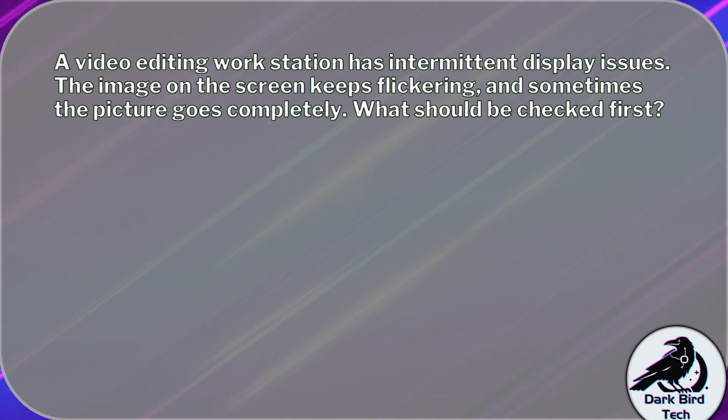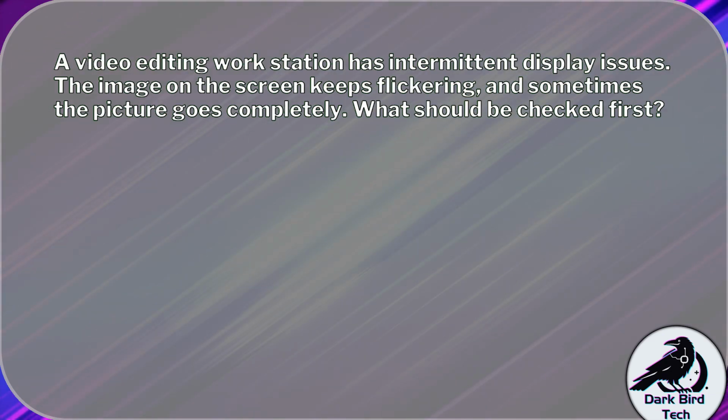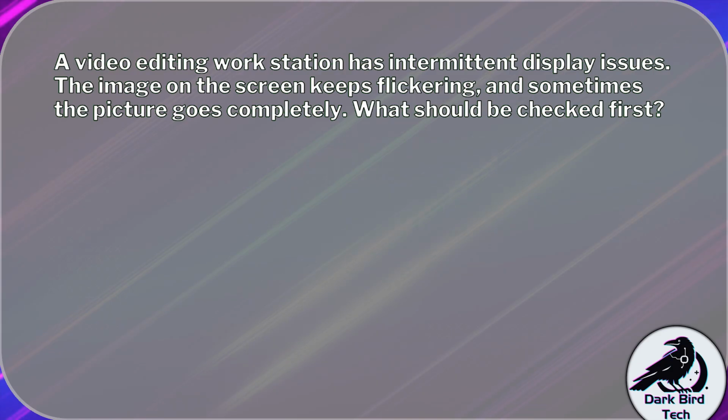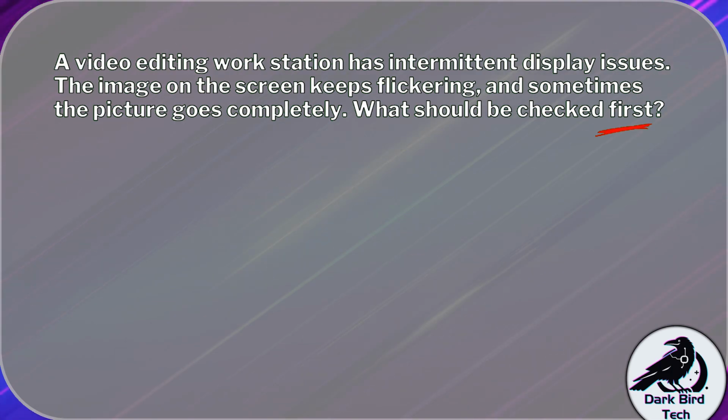A video editing workstation has intermittent display issues. The image on the screen keeps flickering and sometimes the picture goes completely. What should be checked first? Now, normally whenever I see a question like this in a CompTIA A+ exam, I know that at least two, if not all, of the options they present are going to be viable. So we need to always keep in mind they're asking, what do we check first?